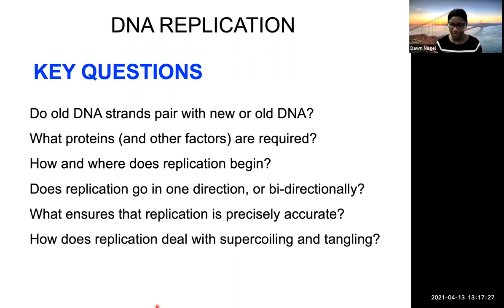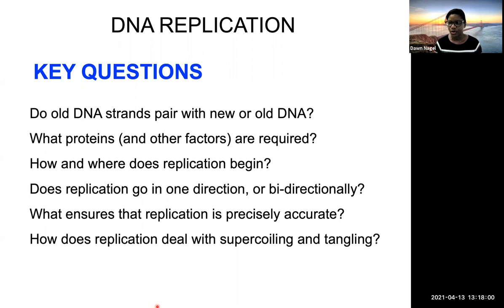Because your DNA is double-stranded, and you're not doing a PCR reaction where you can stick it in a machine and denature the DNA to separate the strands. This is in the cell, so you need to unwind the DNA. Unwinding the DNA is like pulling a zipper apart, so you're going to have supercoiling and tangling. How does DNA replication deal with that? How do the proteins deal with that tangling and supercoiling in the genome?